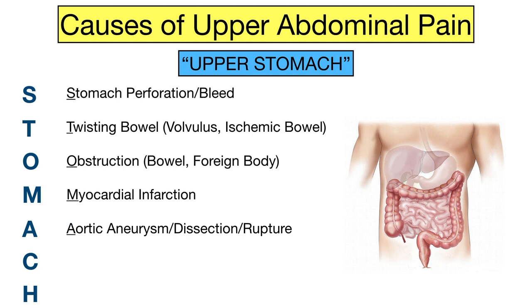The A will help you remember conditions involving the aorta, such as aortic aneurysm, aortic dissection, and aortic rupture, which are ballooning of the aorta, a tear in the aorta, and a hole in the aorta respectively. The C will help you remember gallbladder and biliary causes, such as cholecystitis, which is inflammation of the gallbladder, and cholangitis, which is inflammation of the bile duct or biliary system. These are usually caused by obstructed gallstones. Finally, the H stands for hepatitis, which will help you remember hepatic causes of upper abdominal pain. Remember, hepatitis is inflammation of the liver.